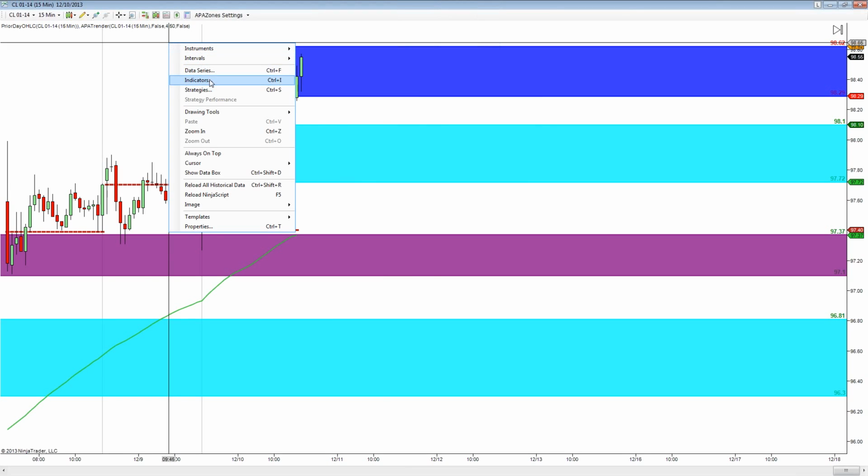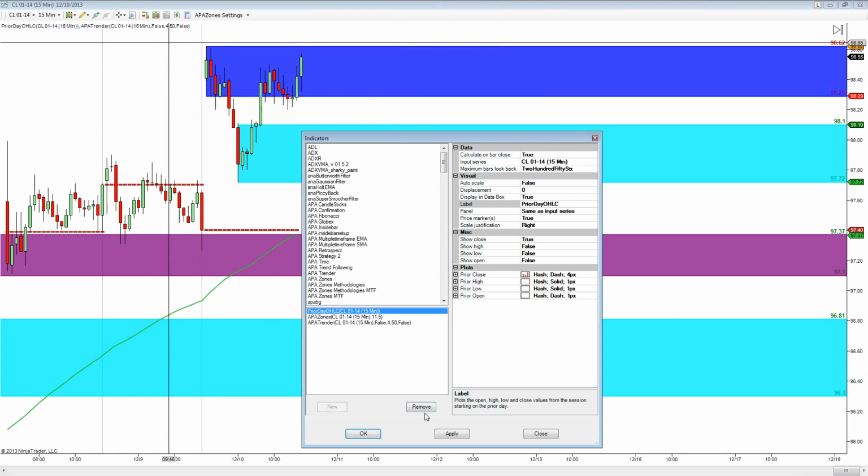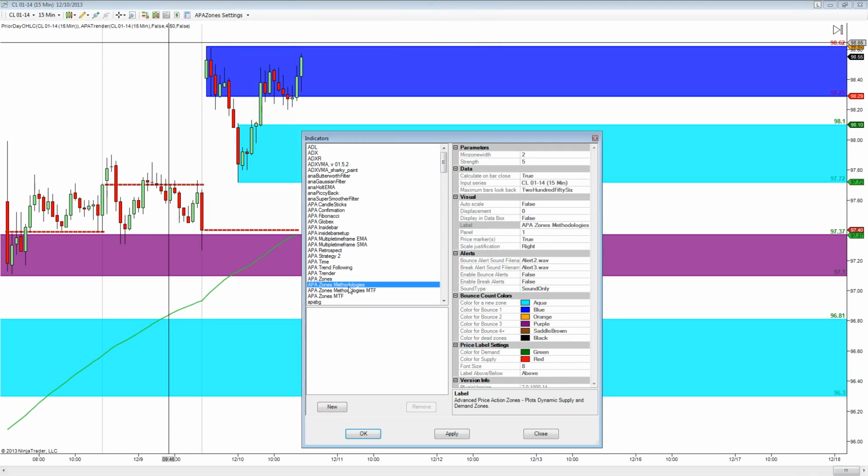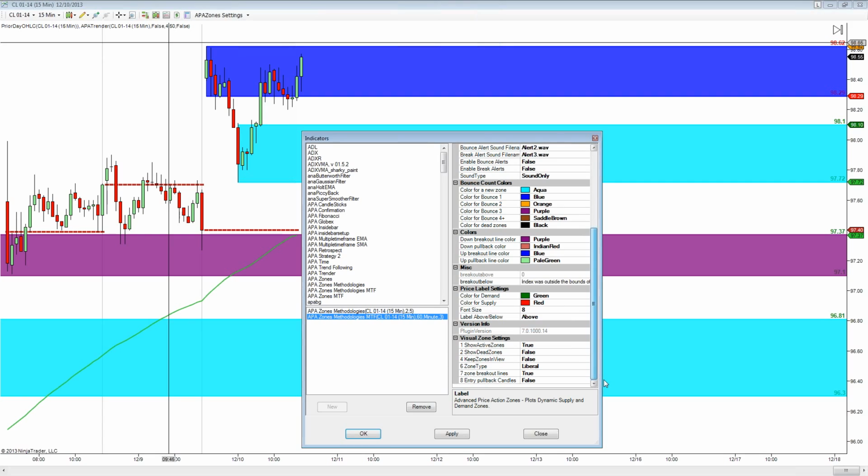Now I'm also going to get into something else that we are looking at releasing here, which is the APA methodologies. As I'm about to share this, realize that these are the APA methodologies, so these are like that double bar and single bar engulfing setup. That's already plotted for us when you apply the APA zones to the base time frame. You'll notice that we have APA zones methodologies, methodologies MTF. The MTF is actually really cool in the way that it works.